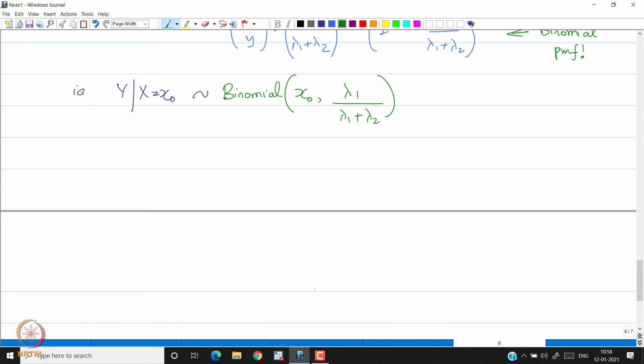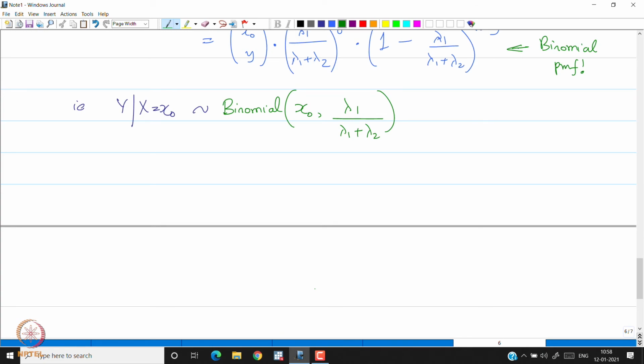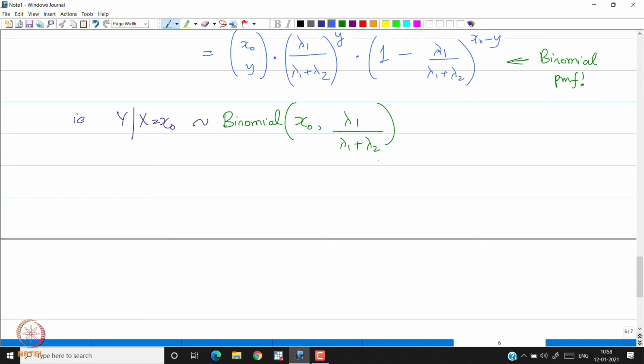And what have we done here? Just recall what we did. We took two Poisson random variables y and z, which had parameters lambda 1, lambda 2. We added them to form X. So X was itself also Poisson with parameter lambda 1 plus lambda 2, and then we conditioned on X. We said let X take the value small x naught, which was again from the Poisson distribution of capital X, and then asked for the conditional distribution of y given this event X equal to x naught, and that turns out to be binomial with parameters x naught and lambda 1 by lambda 1 plus lambda 2. So this is the p of the binomial PMF.